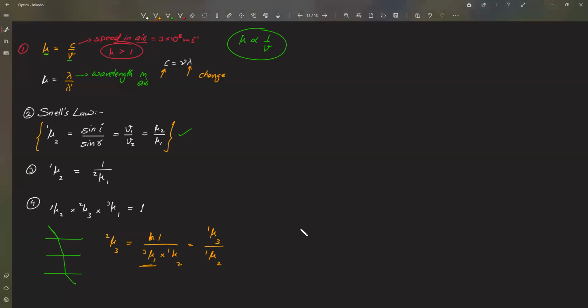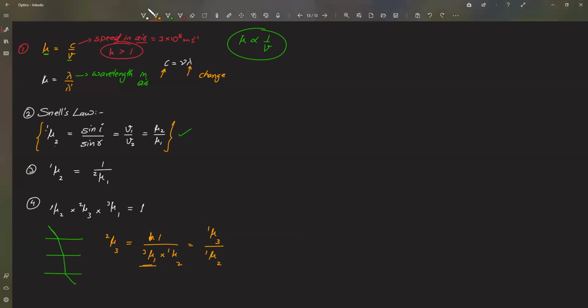As you can see here, from 1 to 2 it is mu 2 divided by mu 1. If it is 2 to 3, it will be mu 3 divided by mu 2. That is what you have written here. The only thing is, instead of with respect to air, it is with respect to medium 1. That medium 1 can be anything, right?